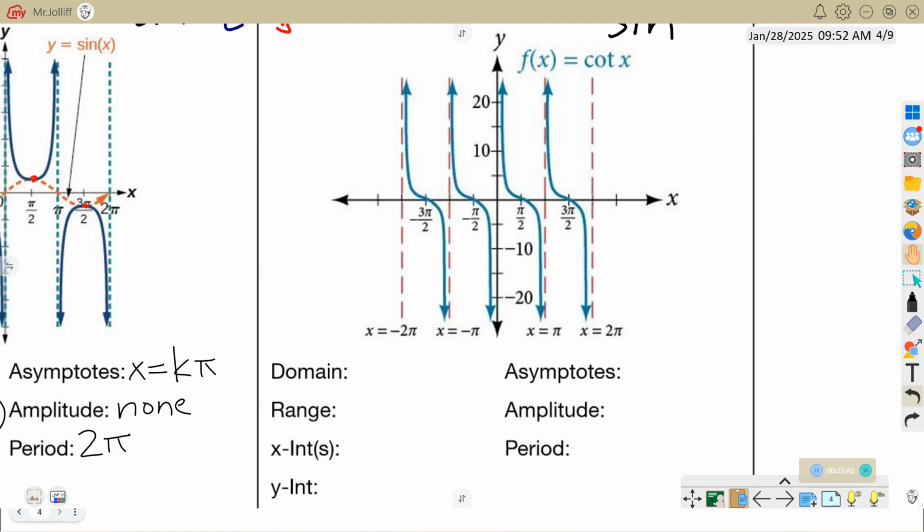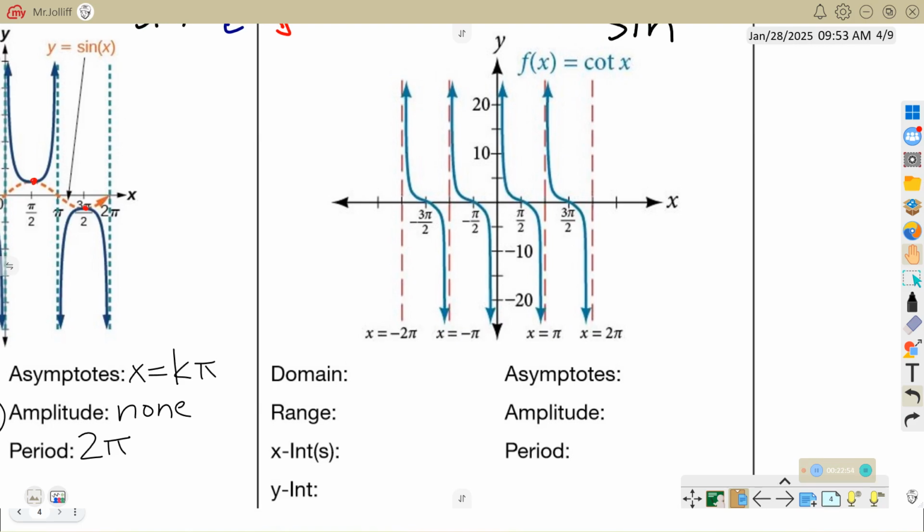What's halfway between pi over 2 and 1.5 pi over 2? What's halfway between those two? 1. Should be 1. This is occurring at 1 pi. This is occurring at pi. This is occurring at 2 pi. This is occurring at 0. That's an asymptote. This is occurring at minus pi, minus 2 pi.